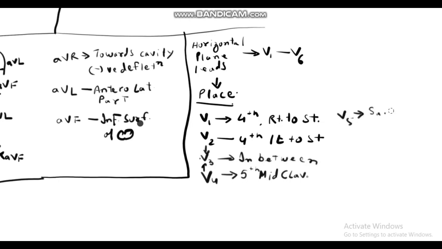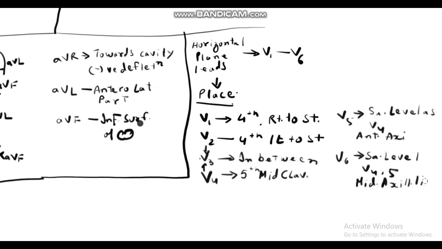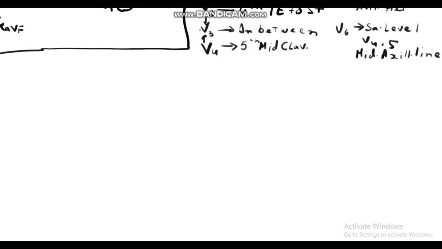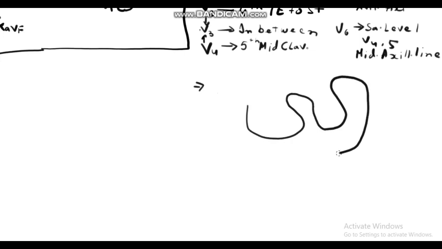Then after V4 we place V5. V5 is at the same horizontal level as V4 on the anterior axillary line. And then V6 is on the same plane as V4 and V5, at the mid axillary line. Usually, as I told, electrons flow from negative to positive. That's why you have to understand this. Now if we see the diagram of the heart, we can see the septum, the left wall is a bit thicker and the right wall is a bit thinner.